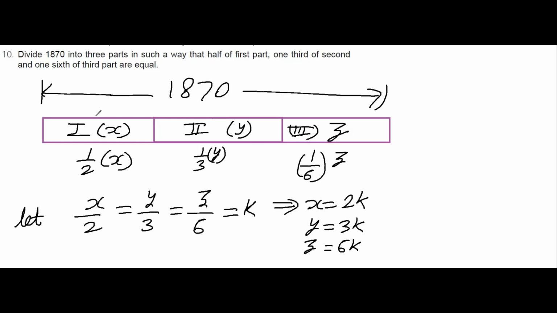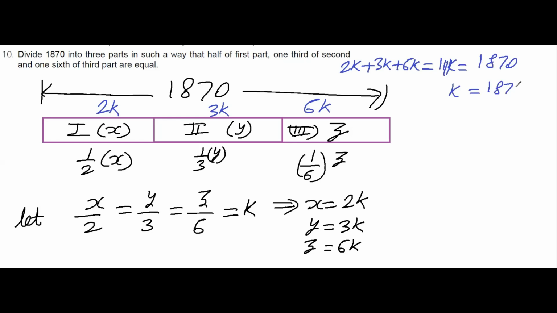It means I can write here 2K. Let me change the color. X part is your 2K, Y part is your 3K, and Z part is your 6K. So when I add all this, 2K plus 3K plus 6K, which is 11K, which I am getting as 1870. So what is the value of K? It will be 1870 divided by 11. Correct. So 1870 divided by 11, I will get 170.